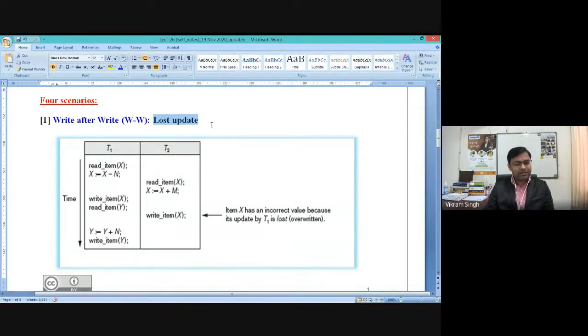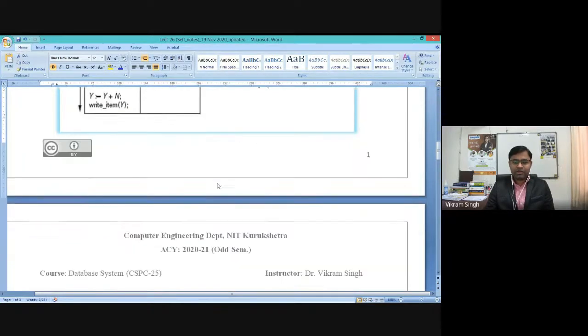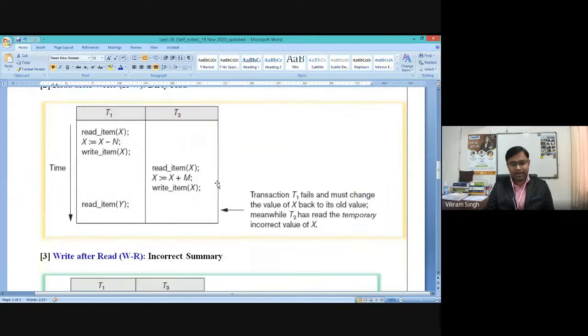Write after write is the very first scenario, and we should refer to this as a scenario called lost update. We are losing the update done by a previous transaction just because these operations are interleaved, right? Now after this write after write, there is a possibility which is called read after write, right?